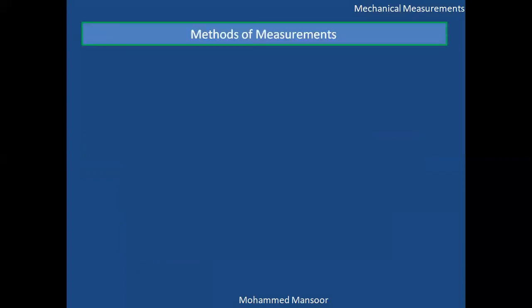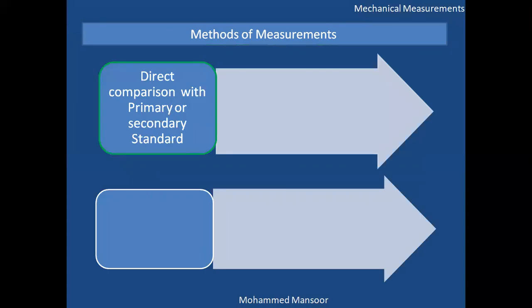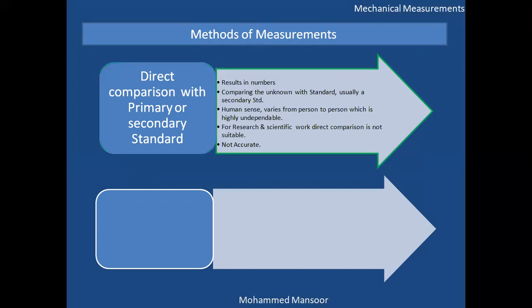So let us learn the methods of measurements. What are the methods of measurements? First one, direct comparison method. A comparison means we compare the primary or the secondary standard with the unknown quantity. The results are mainly in numbers along with the SI unit. Here we are comparing the standard, usually a secondary standard, with the unknown quantity. If I give an example, in the case of length measurement, the meter scale which we use, or the tape for the longer measurements, is regarded as the secondary standard.